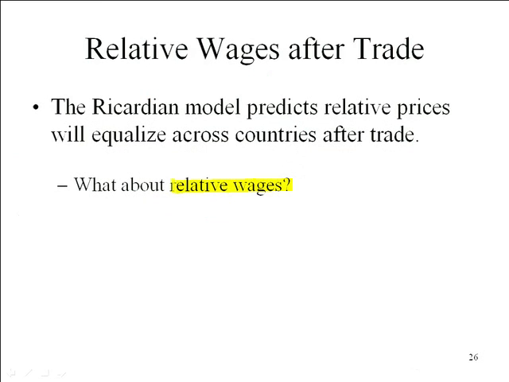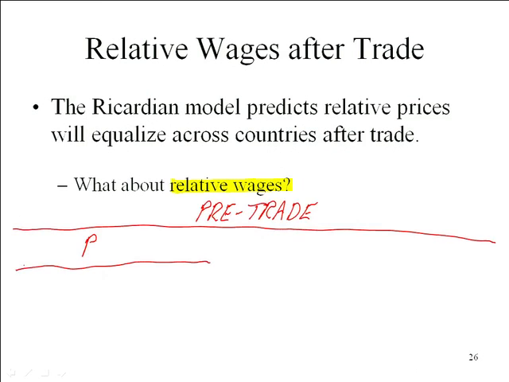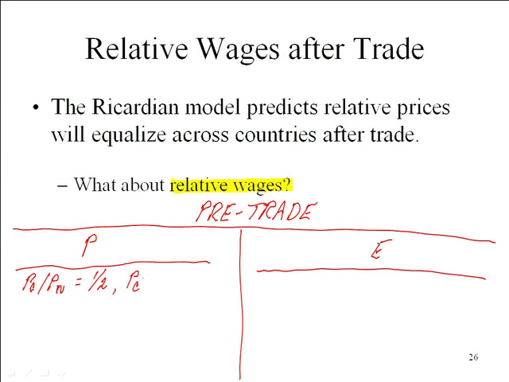So let's start by thinking about our pre-trade situation. And here we've got Portugal, and here we have England. So in Portugal, our autarky relative price of cloth was 1/2. We assumed the price of cloth was $10, and the price of wine was $20. Now remember what we said. It doesn't matter the absolute numbers that we're picking here. It's only the ratio that actually matters. So with our standard unit labor requirements that we've been using, we saw that in equilibrium, wages had to be the same in both industries, and it came out at $10.